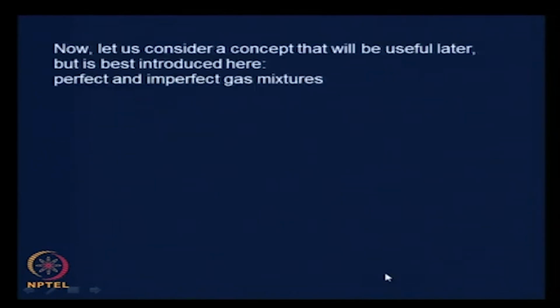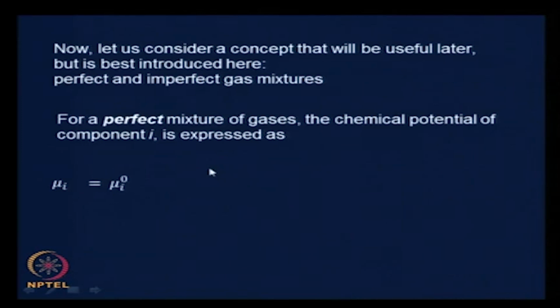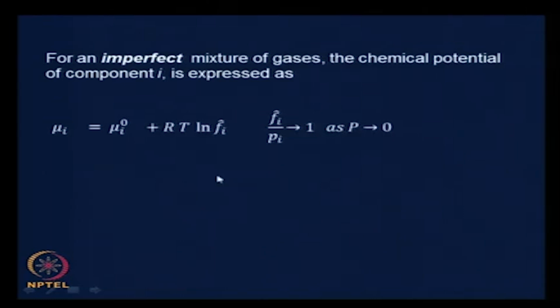Concept-wise, the perfect mixture of gases is something for which the following can be used as the definition of the chemical potential for every component i: mu i equals mu i naught plus RT ln Pi. This is the partial pressure of the component i in the gas mixture. And then for the imperfect gas mixture, we said we should replace this partial pressure with fi hat, the fugacity of the species i in the mixture: mu i equals mu i naught plus RT ln fi hat, and to complete the definition, fi hat divided by Pi tends to 1 as P tends to 0.